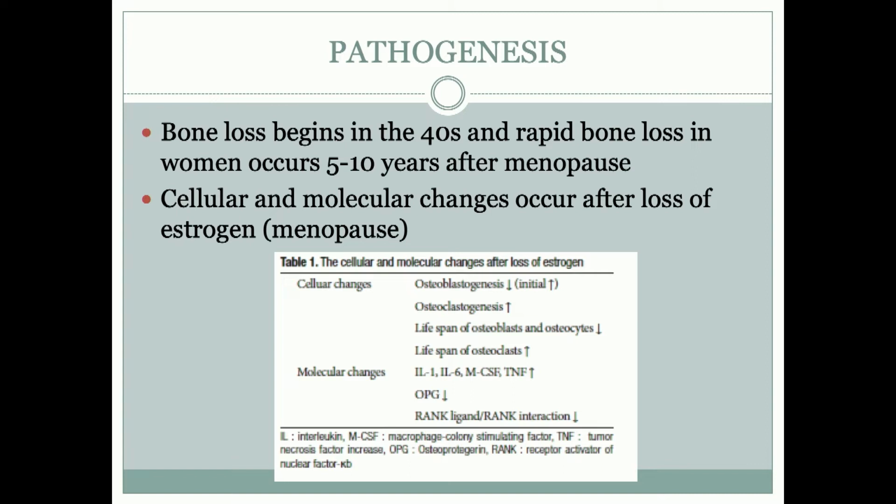So some of the cellular and molecular changes that you see are an increase in osteoclast activity, a reduction in osteoblast activity, and then upregulation of several cytokines, IL-1 and IL-6, and reduced activity of the osteoprotegerin and RANK ligand interaction. So these are, again, places to intervene in terms of therapy.